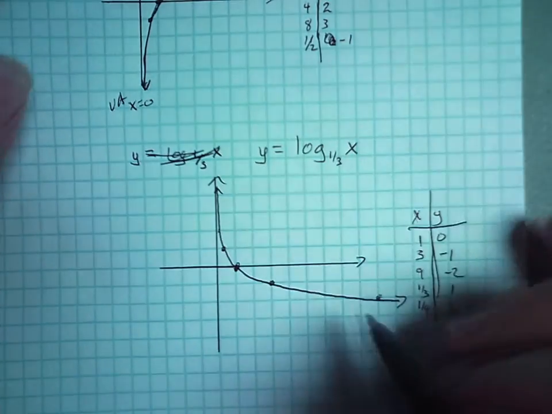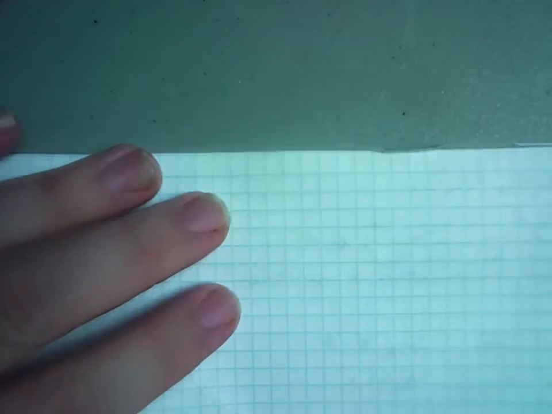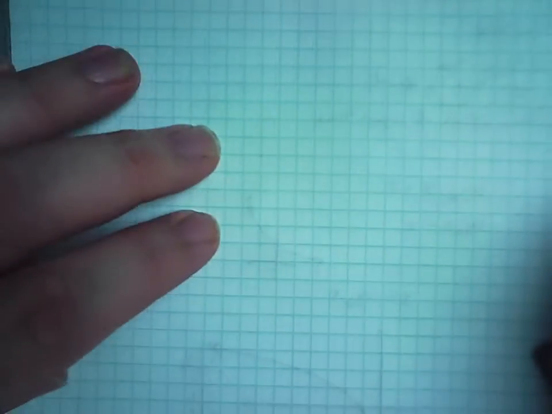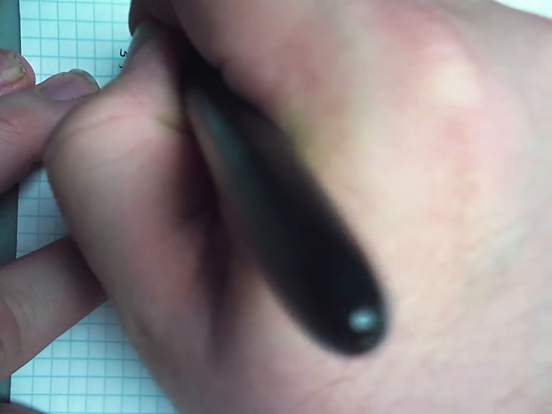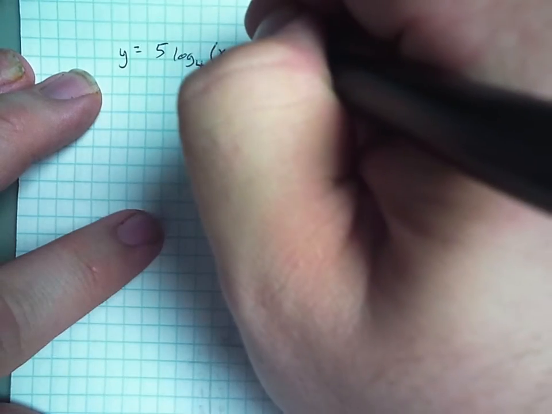So these are our basic forms for the logarithms. We should be prepared to transform them. I'll do one of those, but frankly, you should be getting used to transforming graphs by now, so I'm not going to do a lot of them. Y equals 5 times the log base 4 of x plus 2, minus 2.